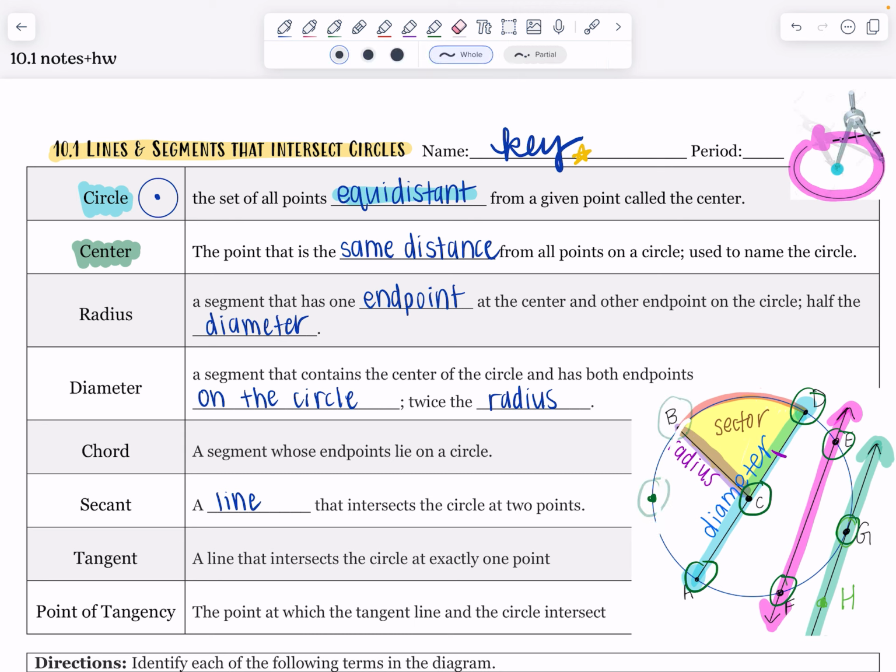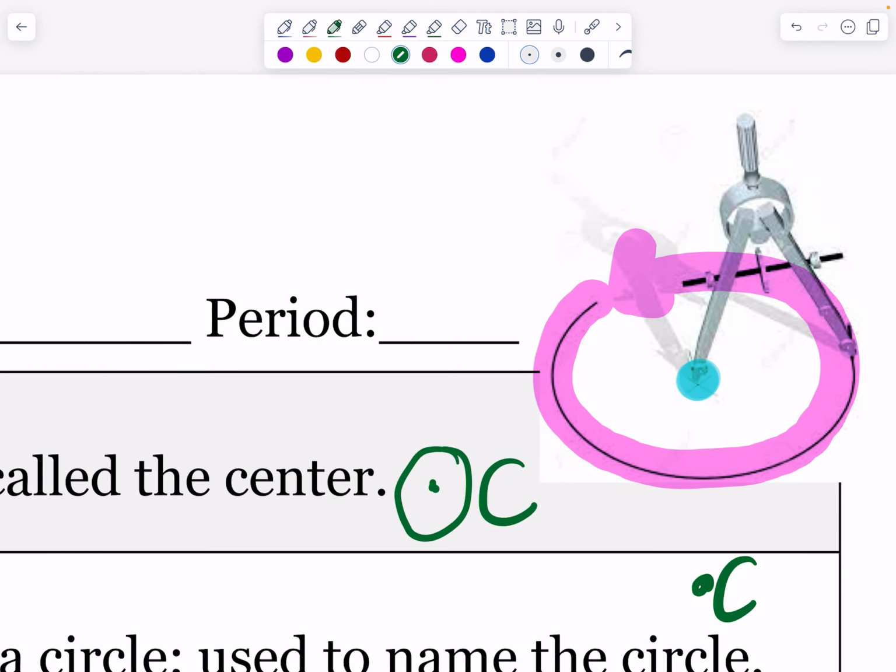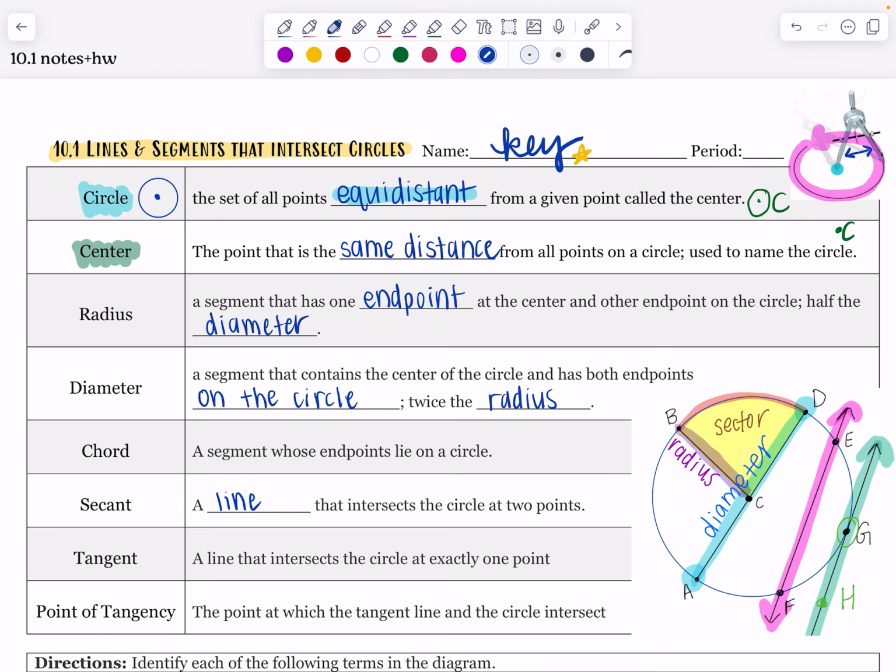So what do we call the circle in my example? We would call this circle C. The symbol for that looks like this, the circle C, and the center would be point C. This point is the same distance from all the points in the circle, and it's used to name the circle. So what controls the size of this circle? If I were to open up this tool a little bit more, that would make the radius bigger, and that would make the circle bigger. If I were to close it a little bit, that would make the circle smaller. So the radius is going to control the size of the circle, as well as the diameter.